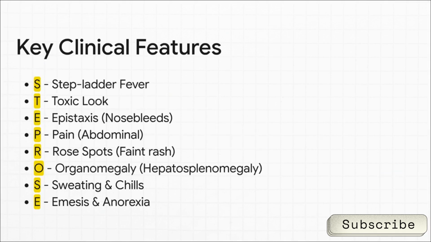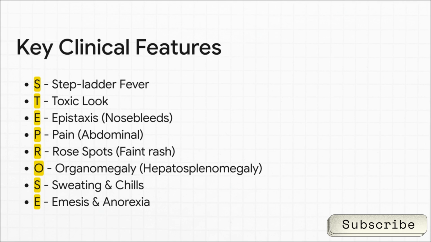Now there are two signs here you absolutely cannot forget. S is for stepladder fever and R is for rose spots. That stepladder fever isn't random. It's happening because the bacteria are being released in waves from the liver and spleen, causing the temperature to climb up, up, up in stages.